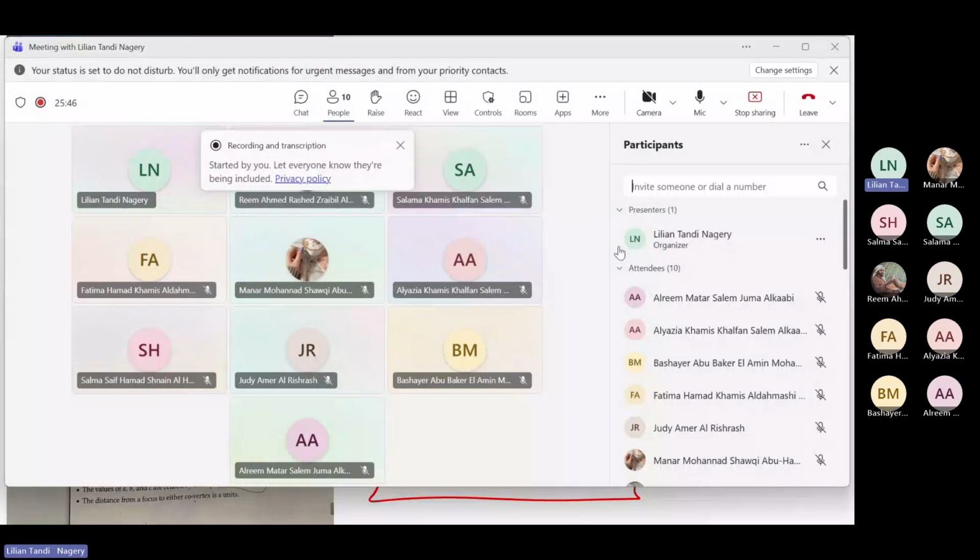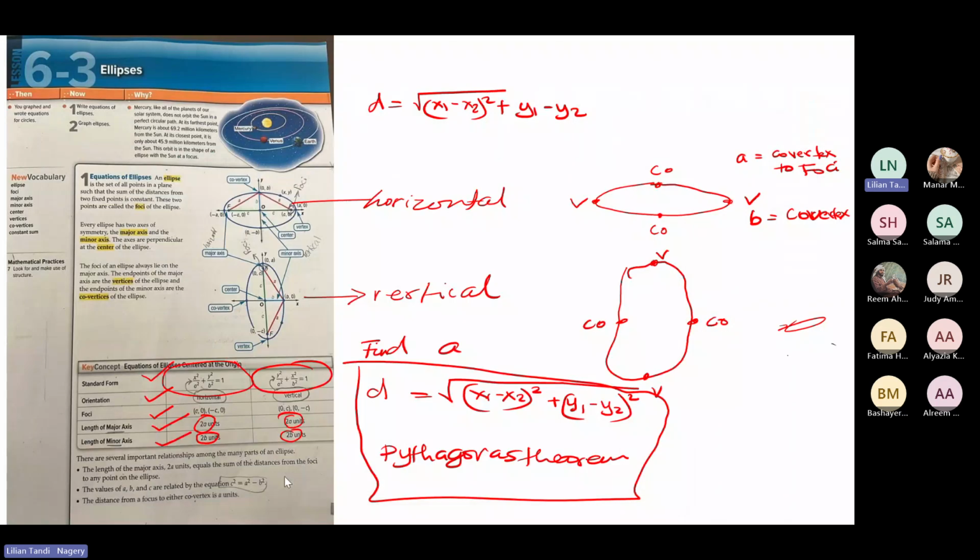We are reading down here in the Kitab. It says, there are several important relationships among many parts of the ellipse. The length of the major axis is 2a units, which equals the sum of the distances from the foci to any point on the ellipse.